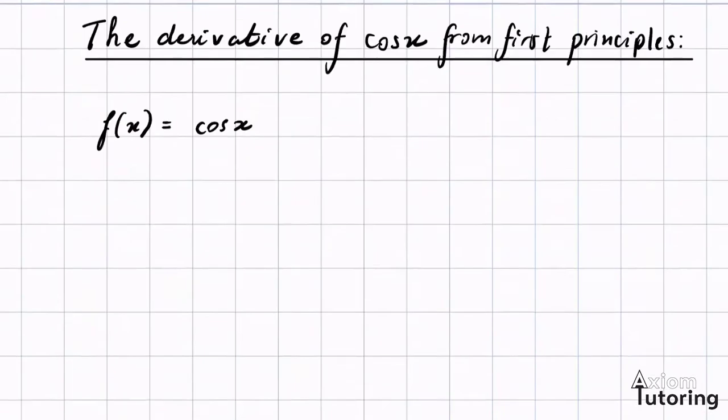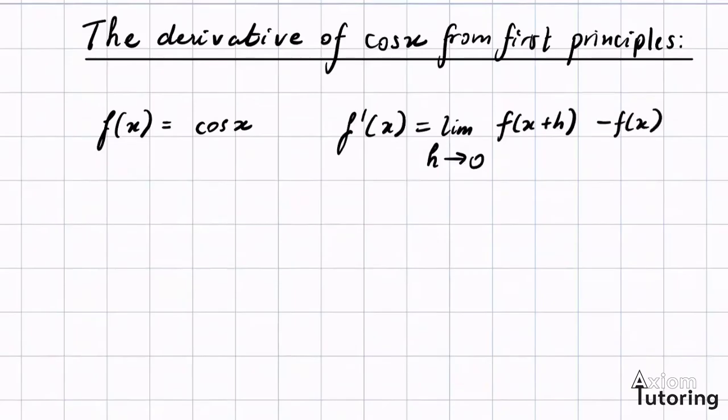So let's find the derivative of cos x from first principles. So we know that our f of x is cos of x. Let's write down our expression for f dash x, the derivative from first principles. That's the limit as h tends to 0 of f of x plus h minus f of x all over h. So we have our f of x, that's just cos x, and now we also want our f of x plus h.